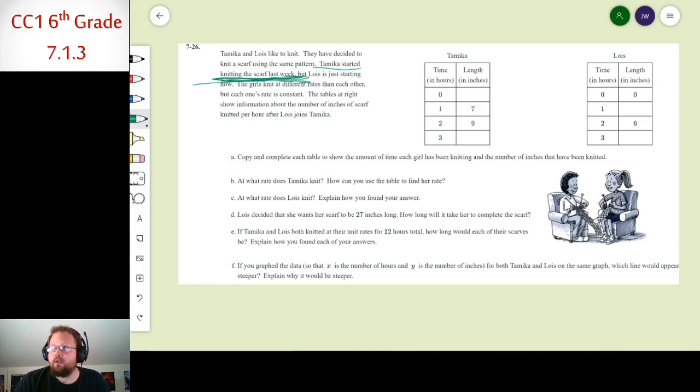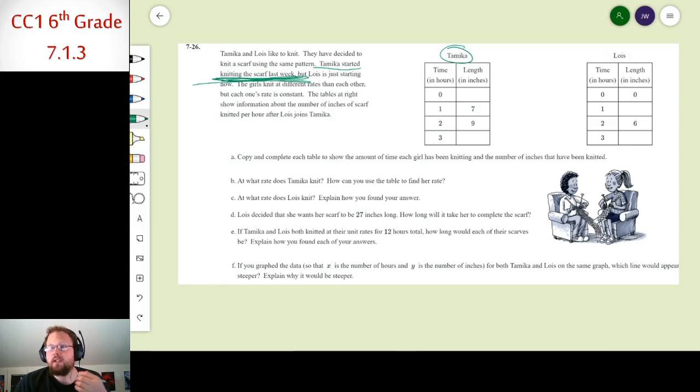The tables at the right show information about the number of inches of scarf knitted per hour after they both started. So I want to share with you that you cannot always just divide the numbers to figure out the rate, and let me show you why. You know that Tamika had a head start. She started this last week.